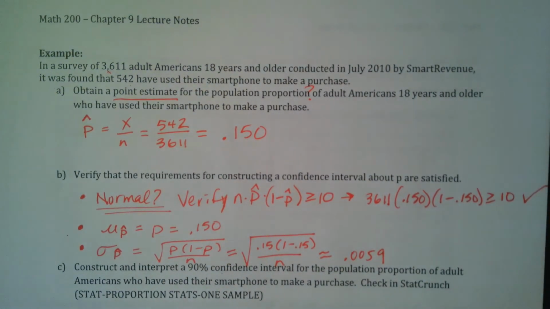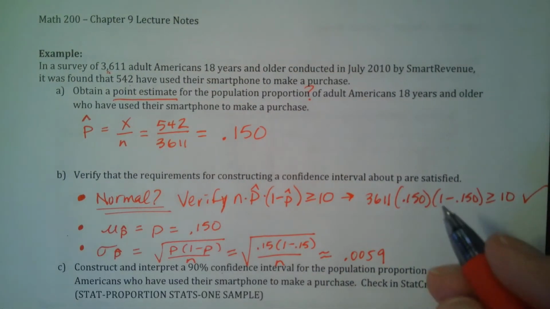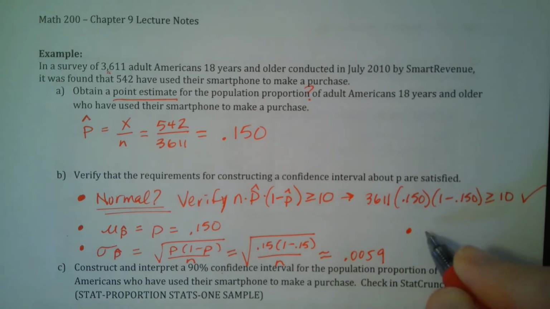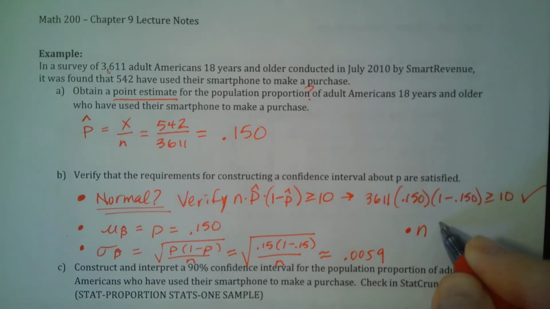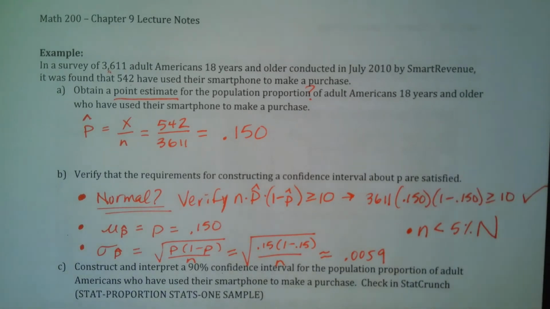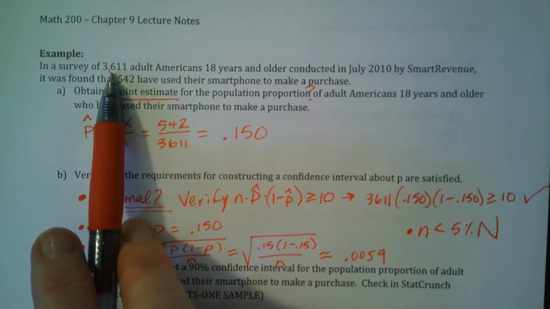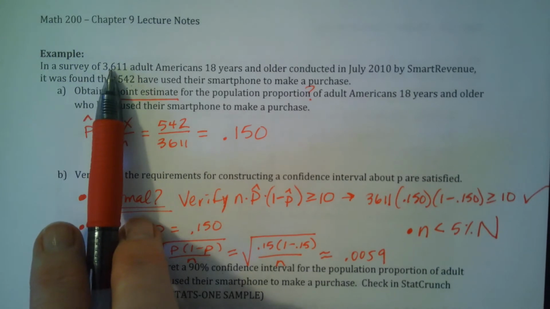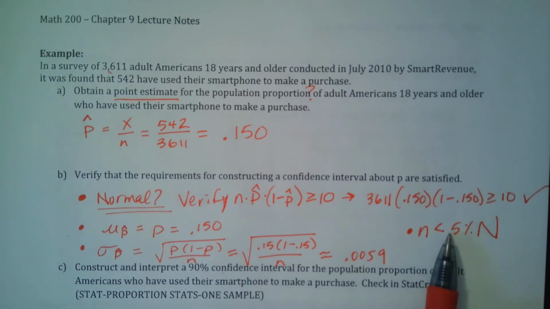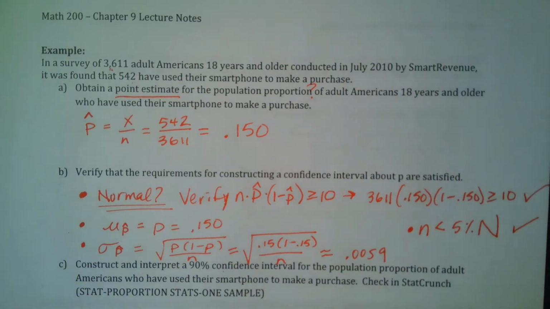Okay, there's one more thing I need to do to make sure the requirements have been met. Not only do we need to know that it's normal, but the last thing we also need to figure out is that our sample size is less than 5% of the total population. Well, clearly, the total population of all adult Americans is in the millions of people. So I can assume that 3,000 Americans is certainly less than 5% of all adult Americans in the country. So that has been satisfied. So my sample is definitely independent.